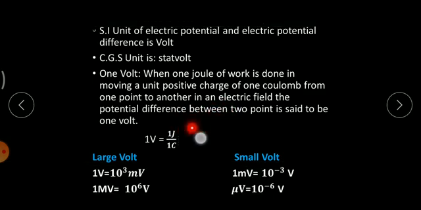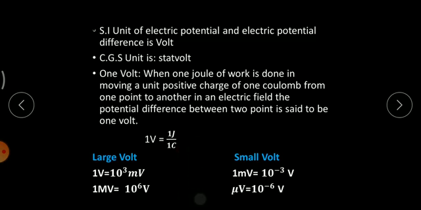After writing this formula, you have to write it in terms of a descriptive answer. So how to define this? When 1 joule of work is done in moving 1 coulomb of charge from one point to another, it is termed as 1 volt. So when 1 joule of work is done in moving 1 coulomb of charge from one point to another, it is termed as 1 volt.